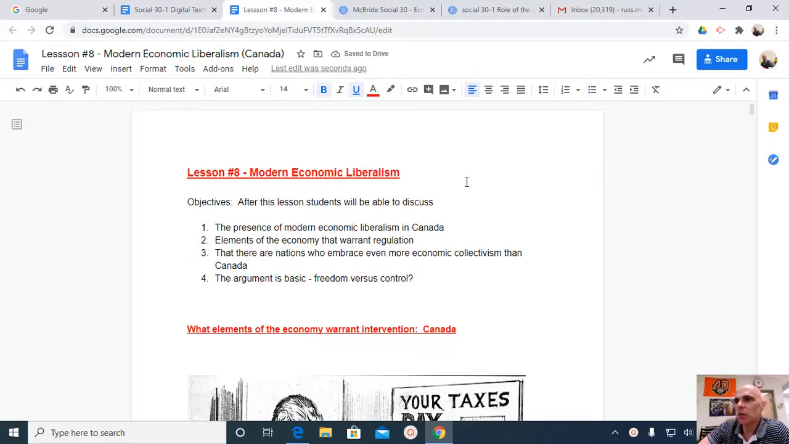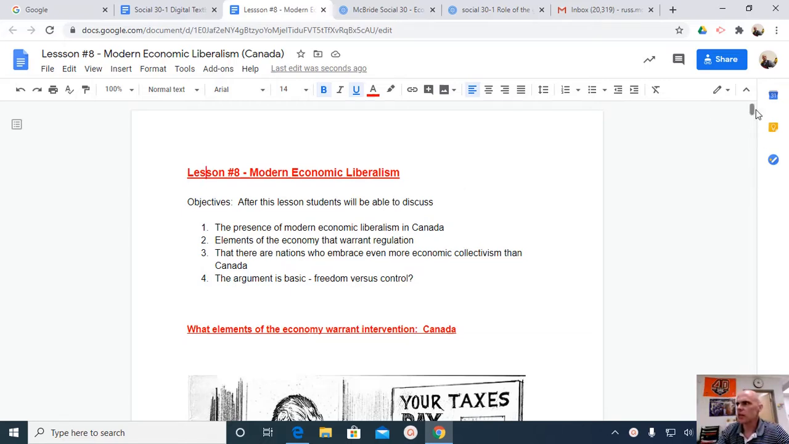Modern economic liberalism. After today's lesson, you should be able to discuss the presence of modern economic liberalism here in Canada. You should be able to discuss the elements of the economy that warrant regulation. You should be able to understand nations that embrace even more economic collectivism than Canada, and you should be able to engage in that argument of freedom versus control.